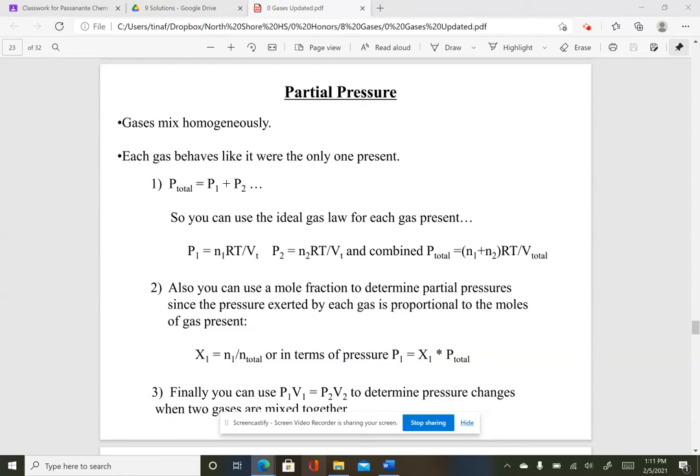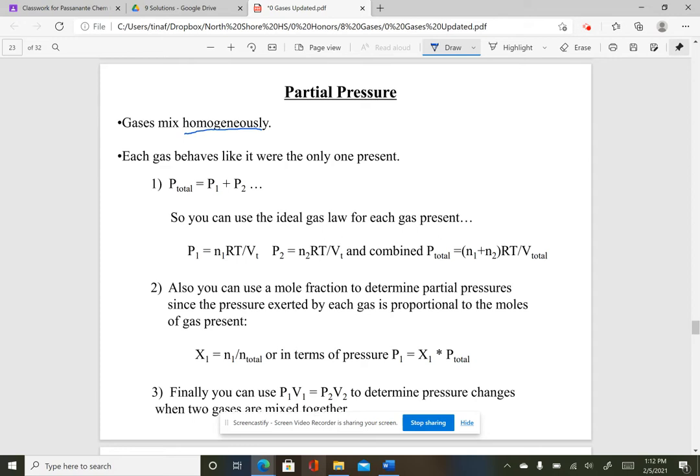Hi guys, in this next video, we're going to look at some more formulas that you have to know. We're using these formulas when you have multiple gases that mix together to make a homogeneous mixture. So when gases mix, they mix homogeneously, which you might remember from our second unit, matter and energy. It just means that they mix together evenly.